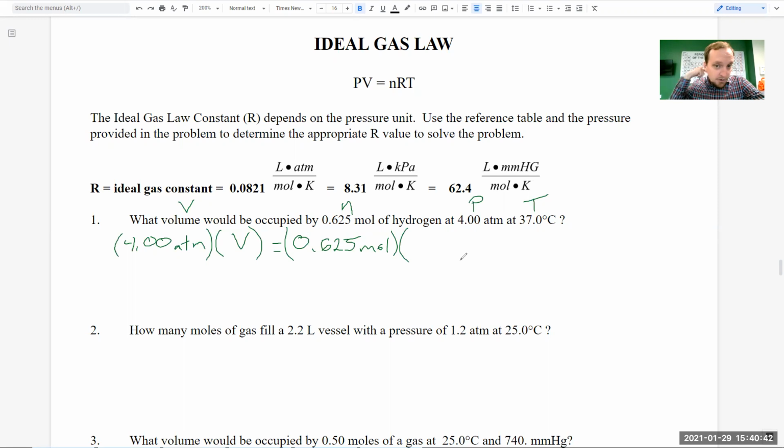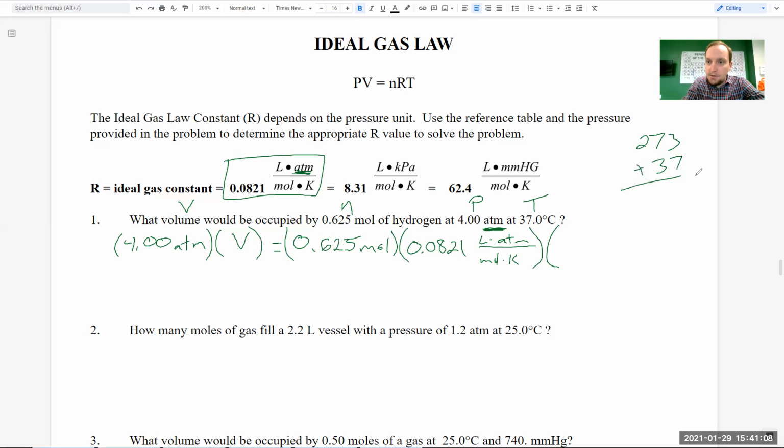All right, and then we need an R value. Notice our pressure is in atmospheres, so I need to use the R value that is in atmospheres. There it is: 0.0821 liter atm per mole Kelvin. All right, then I need to get my temperature in Kelvin.